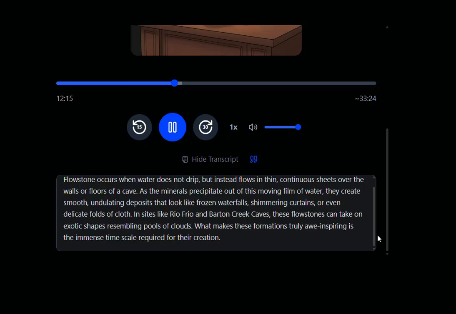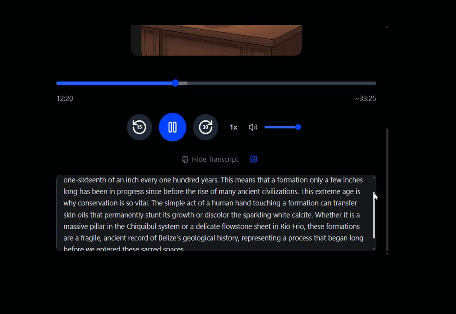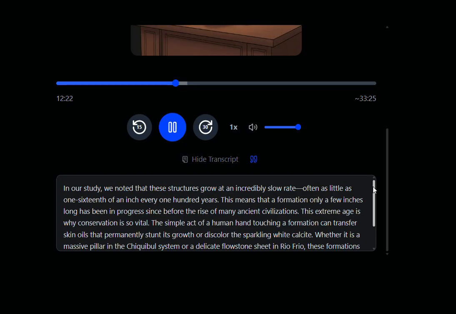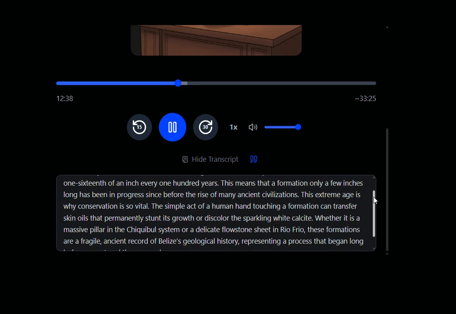What makes these formations truly awe-inspiring is the immense timescale required for their creation. In our study, we noted that these structures grow at an incredibly slow rate, often as little as 1/16 of an inch every 100 years. This means that a formation only a few inches long has been in progress since before the rise of many ancient civilizations. This extreme age is why conservation is so vital.